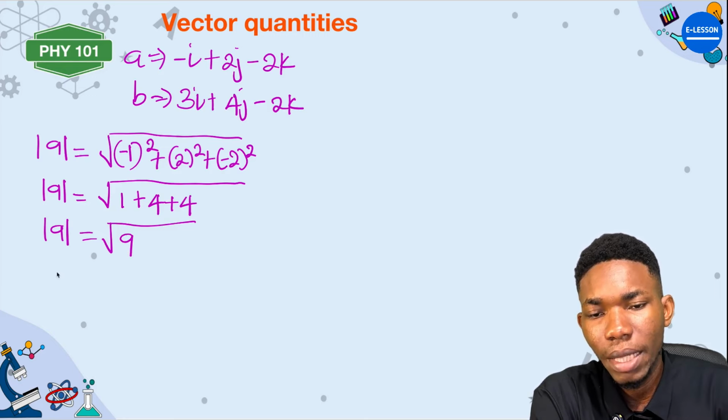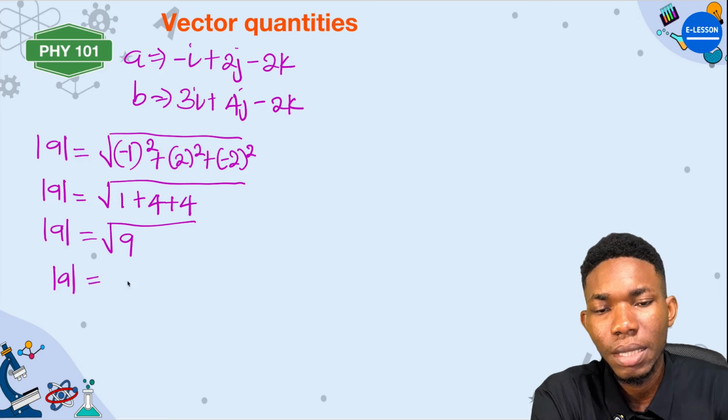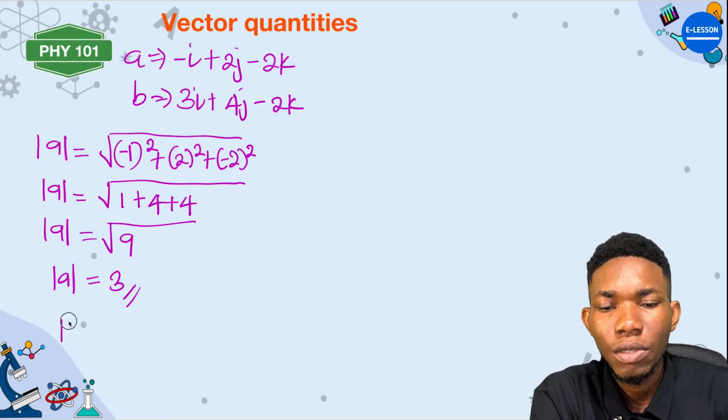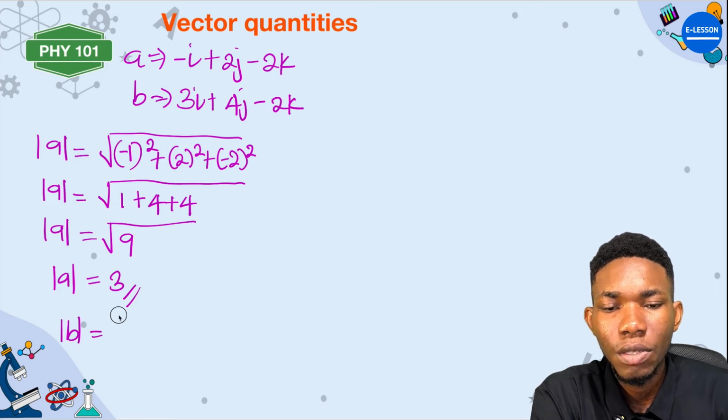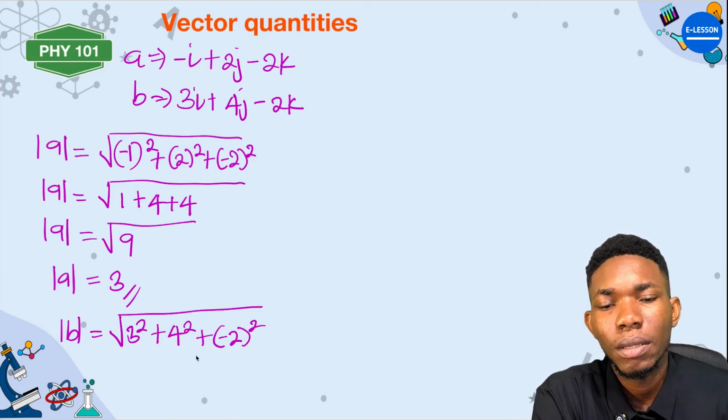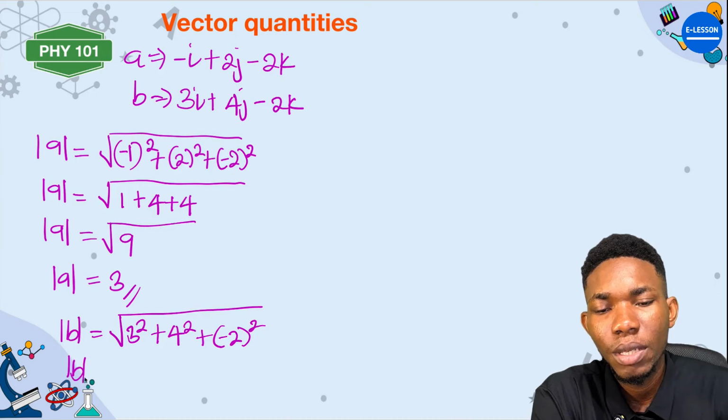So the square root of 9, my dear student, will give us what? 3. So that is the magnitude of A. Now let us look for the magnitude of B. To get the magnitude of B, it is the square root of everything you have here, which should be 3 square plus 4 square plus minus 2 square.